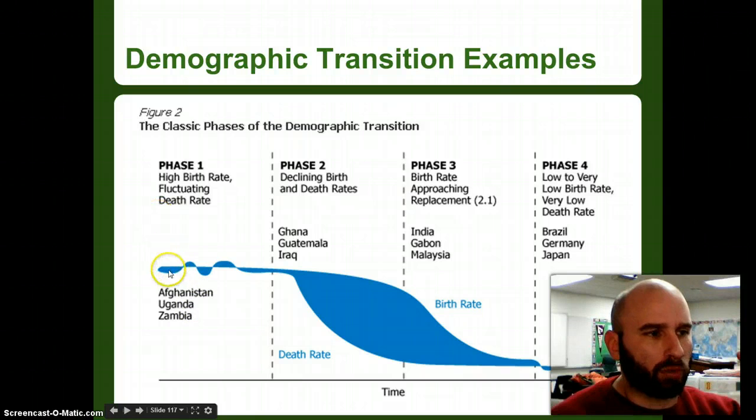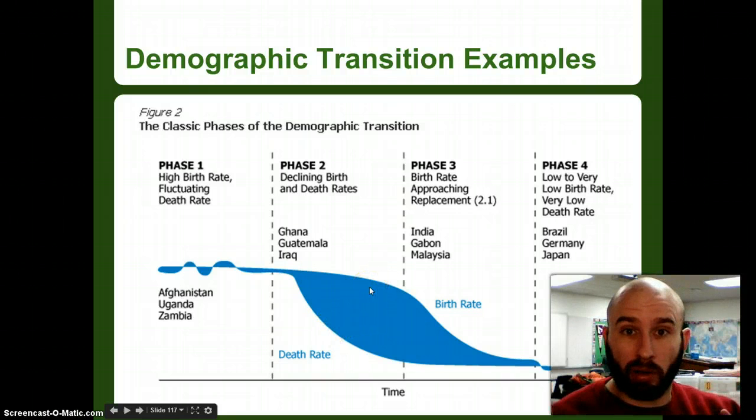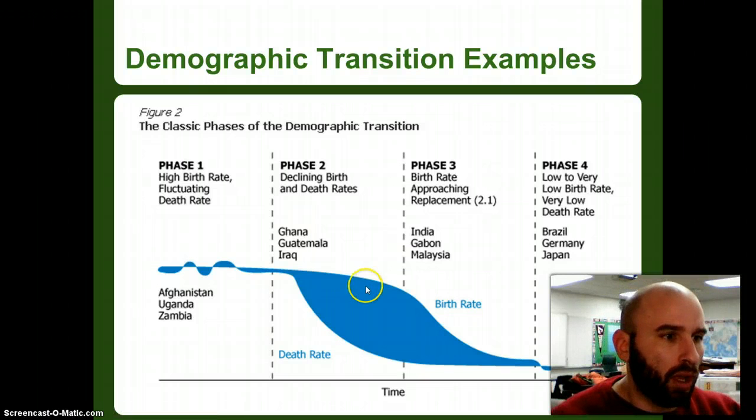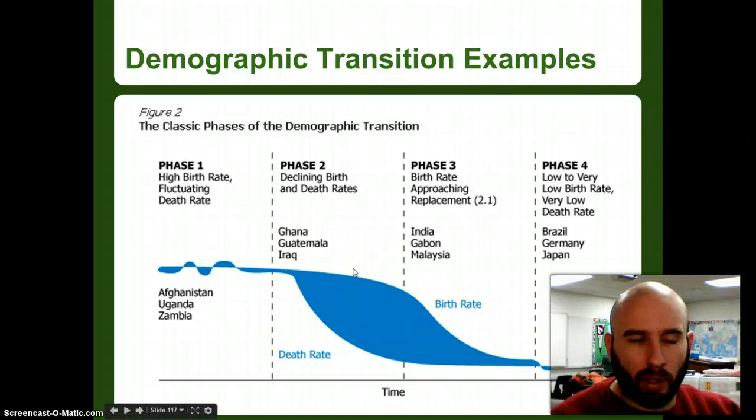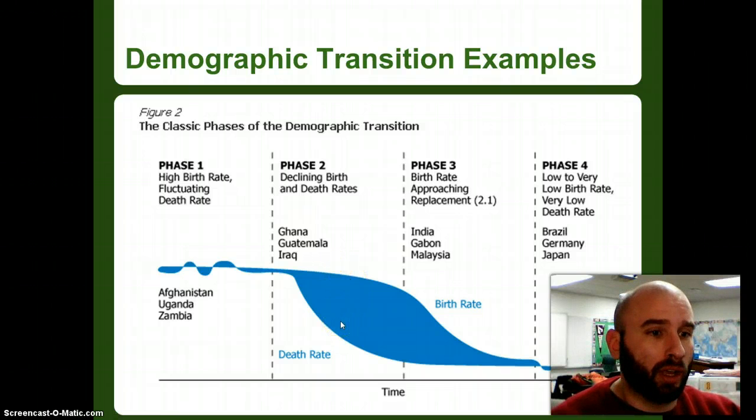Okay, and as the country moves into the developed portion of this, Phase 2, birth rates are going to slow down. Death rates are going to drop dramatically. And so we see this large division. Anytime these two lines get far apart, you have a growing population, substantial growth. So Ghana, Guatemala, Iraq, these are going to be phase 2 countries within the demographic transition model.